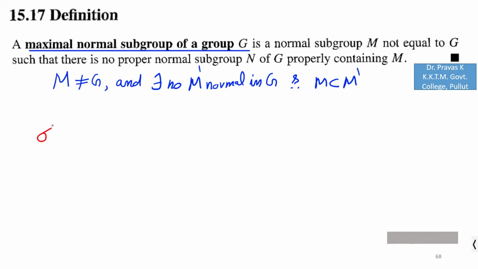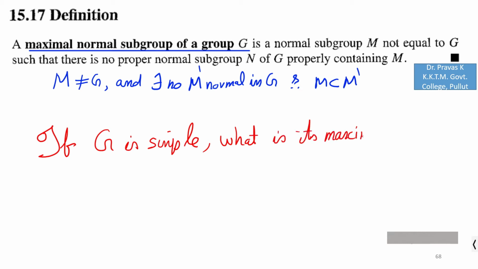So we can ask a question: if G is simple, what about the maximal normal subgroups of G? If you know the answer, give it as a comment to this video.